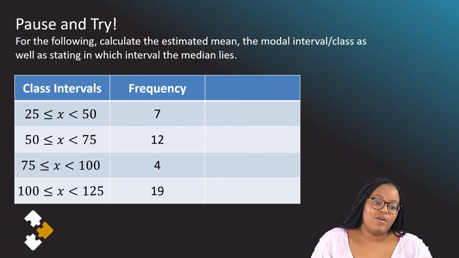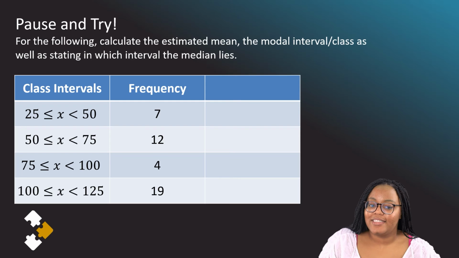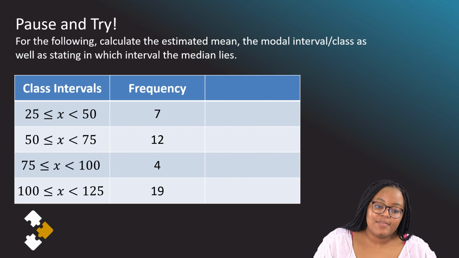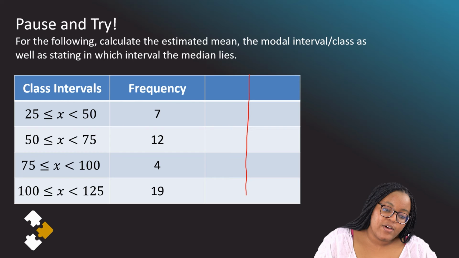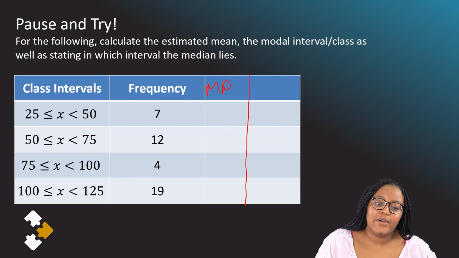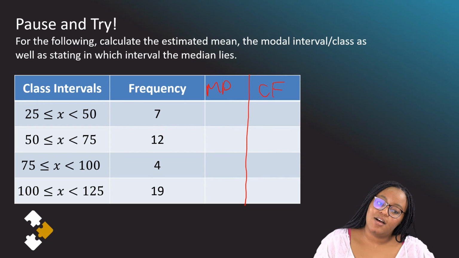So we've been given the following data set, and they've asked us to calculate the estimated mean, the modal interval, as well as stating which interval the median lies. So as before, I am first going to calculate the midpoint of my data sets, and then I'm going to calculate the cumulative frequency of each of these class intervals.